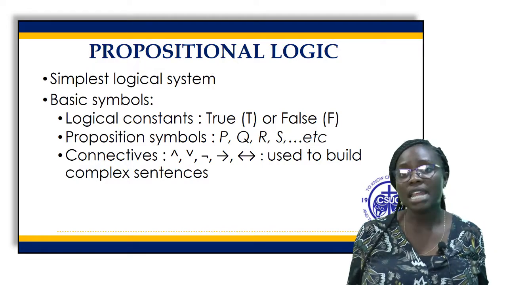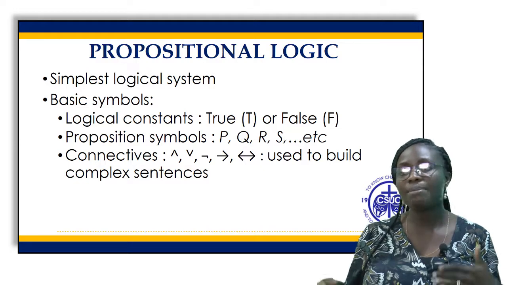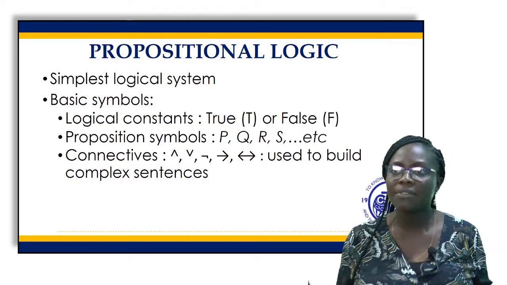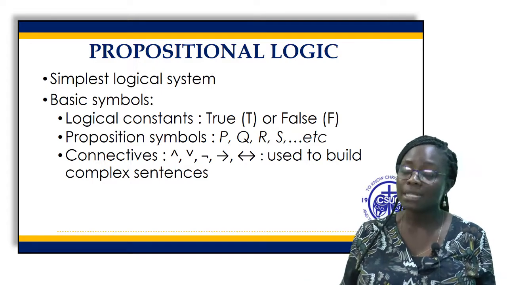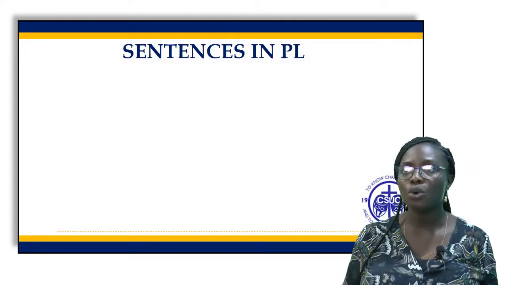Then we have the connectives. We have the and, we have the or, we have the not, we have the implication, and then we have the biconditional. When you use the connectives and the propositional symbols in conjunction, you get what we call complex sentences in propositional logic.